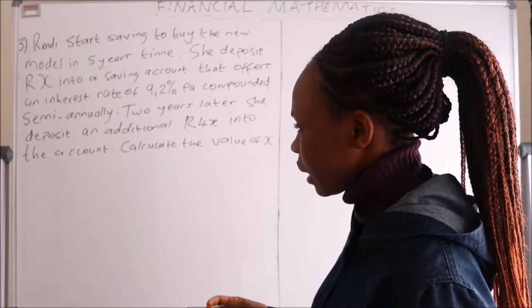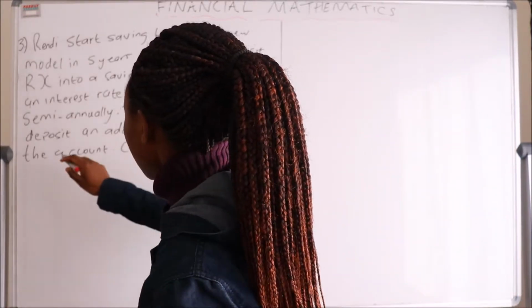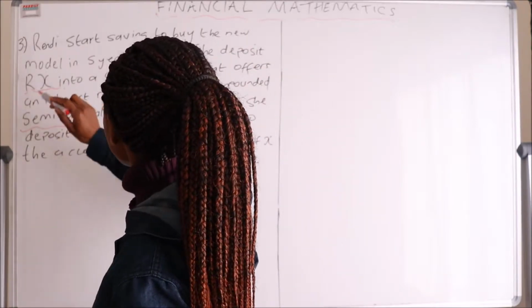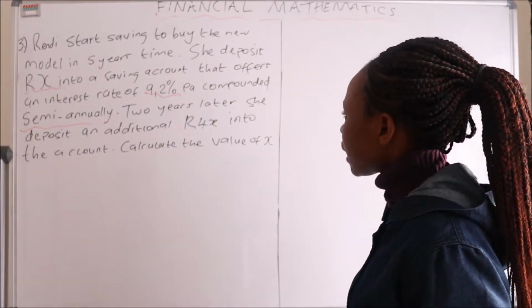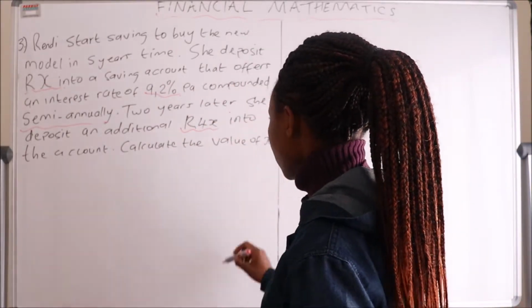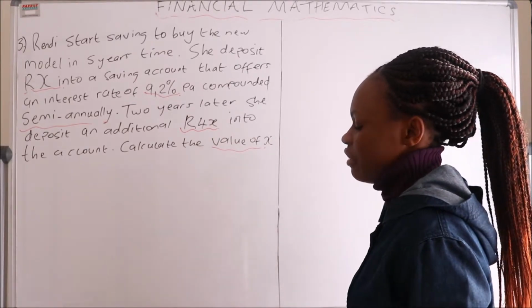Compounded semi-annually. So that means it will be compounded 2 times in a year, semi-annually. And she needs to deposit X rand. Alright. 2 years later, she deposits an additional 4X rand into the account. The question says we must calculate the value of X.